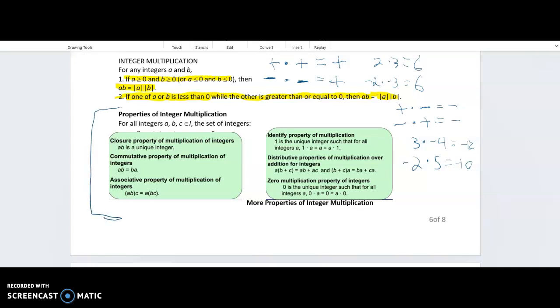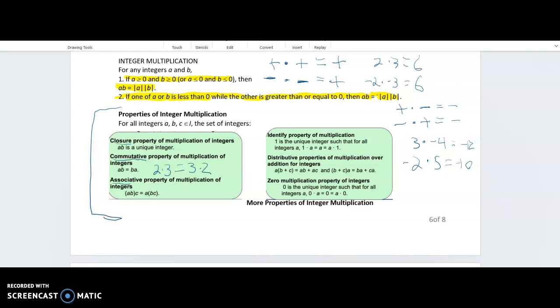When you multiply, the closure property just says when I multiply two numbers, there's only one unique answer I can get. So if I multiply 2 times 3, I'm only going to get 6. There's no other answer I can have. The commutative property says that if I have any two integers, a times b, if I reverse their order, I'll still get the same answer. So 2 times 3 equals 6, but 3 times 2 also equals 6. I can multiply in any order.